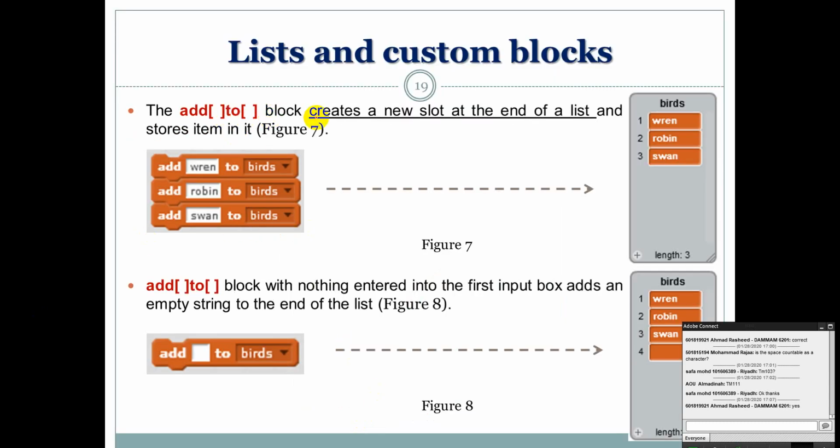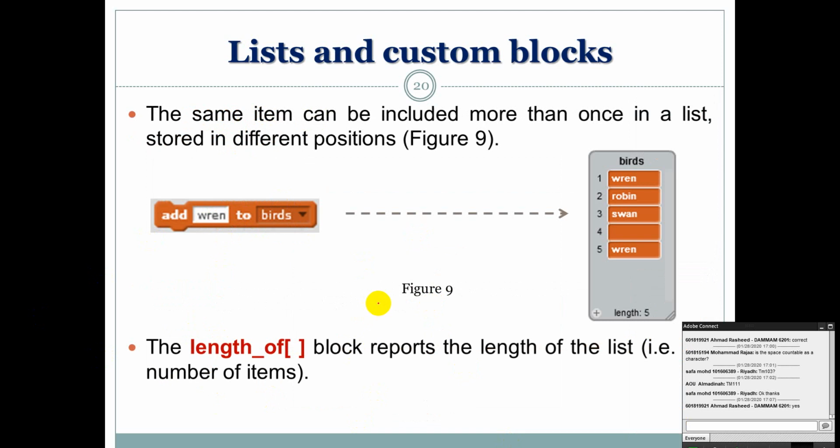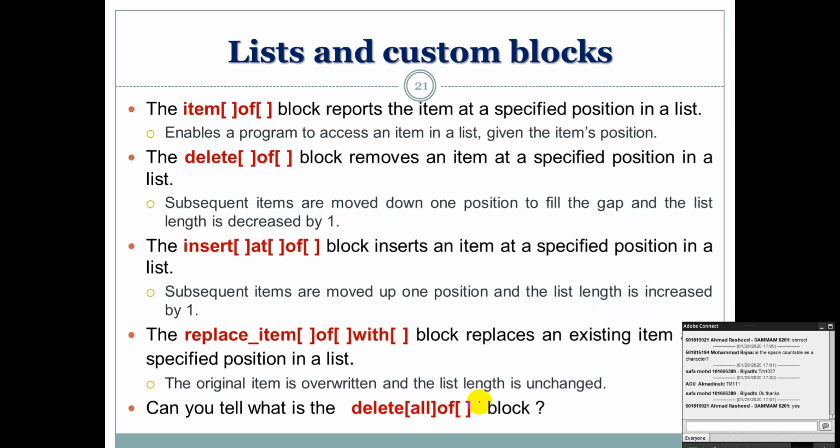Add block is used to add a bird or an item to the list. Similarly, we can also add the blank over here. Fine. Length of will give you the number of items in the list. Item of block will give you what is the item at a specified position. What is the item at number 2? What is the item at number 3? Okay, that can be given by the item. Fine.